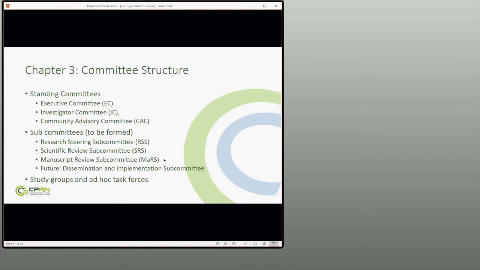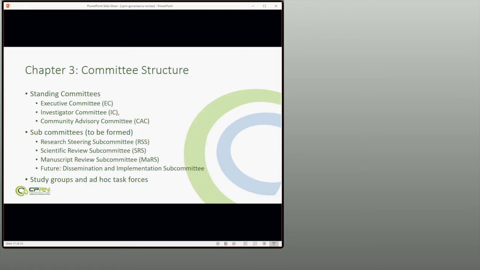So, committee structures. I think this will probably be all we'll get to today, and then in 2 weeks we'll take up how these committees function, but we'll see. Currently we've got three defined standing committees: the executive committee, and I'll go into the roles and people if you're not familiar, the investigator committee, and the community advisory committee.